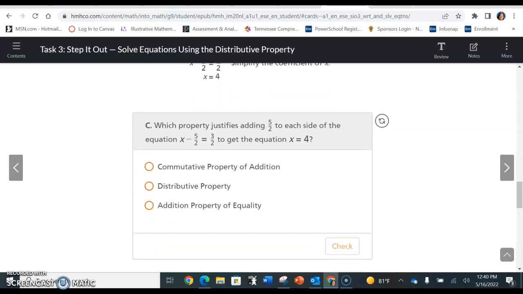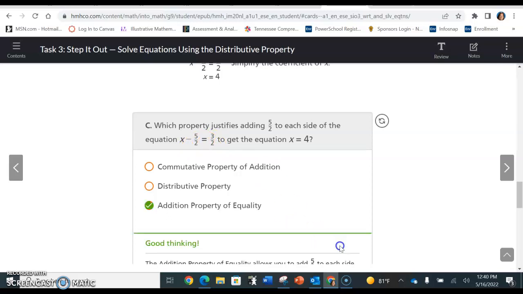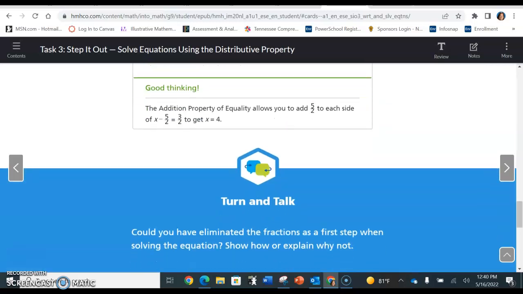It says which property justifies adding 5 halves to each side of the equation to get x equals 4. That would be your addition property of equality. Addition property of equality says if you add the same thing to both sides of the equation, you still have an equal sign. You still have an equation. So that is the addition property.